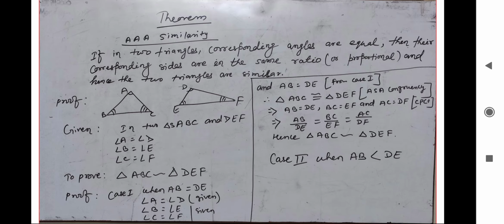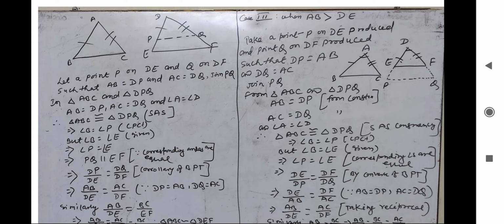Case 2 is when AB is less than DE. Look how we will prove case 2. Here we draw two triangles ABC, DEF. Suppose a point P on DE and Q on DF, such that AB equal to DP and AC equal to DQ. Students, this is construction. We need to join PQ.